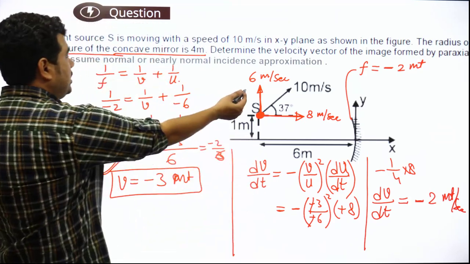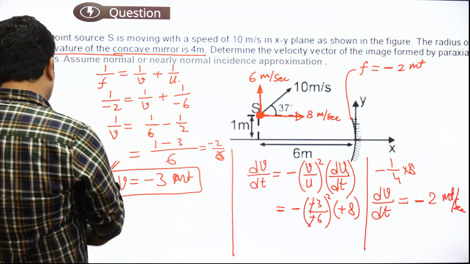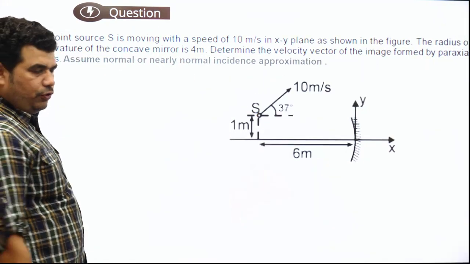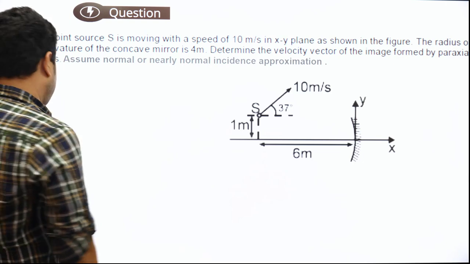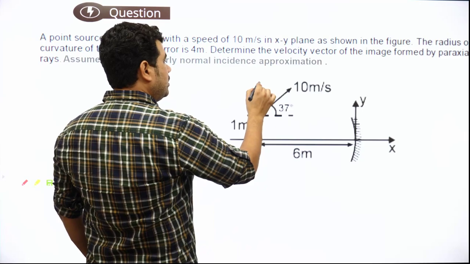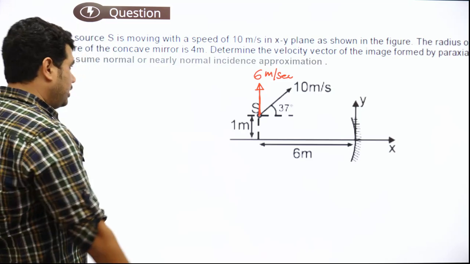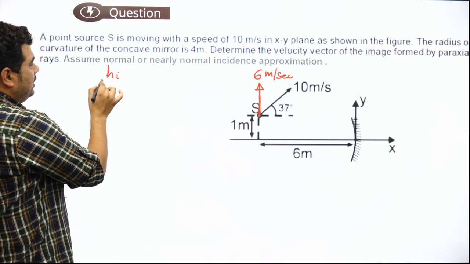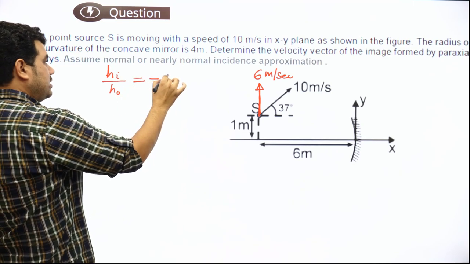Okay. Due to this, right? One component is minus 2 meter per second. Another component we are going to find here. For another component, you know that... Now, this component is 6 meter per second. There is a component due to this also. And due to this, you have to know that HI upon HO is equal to minus M.